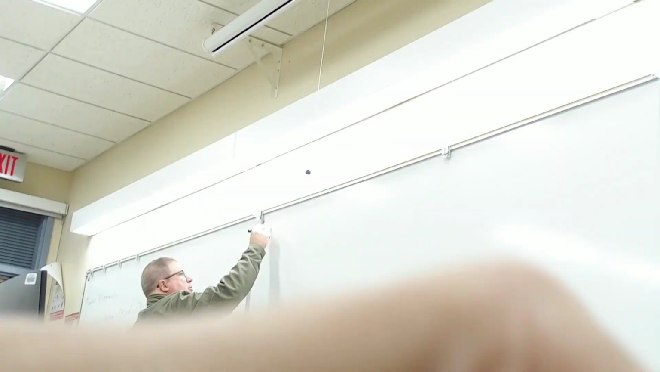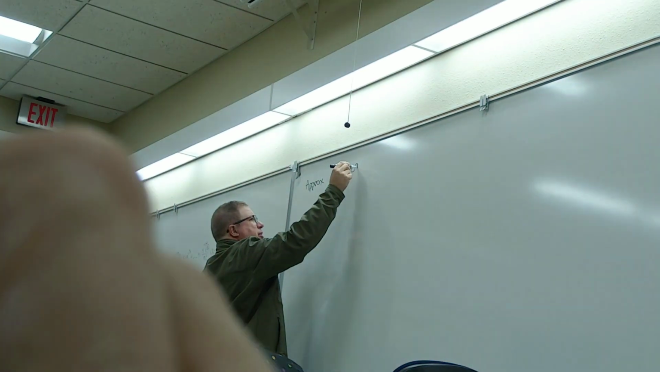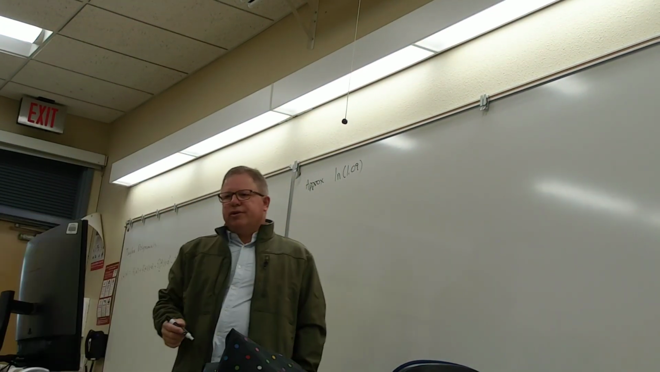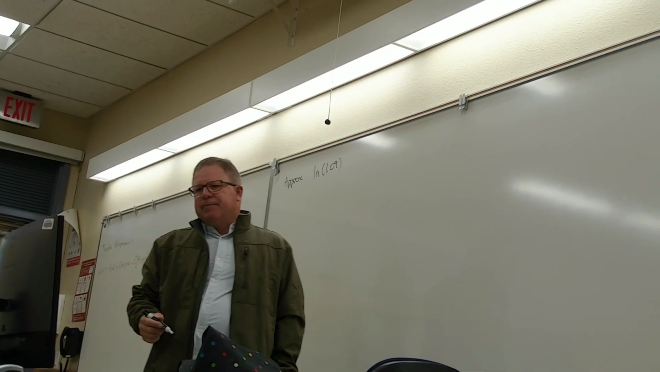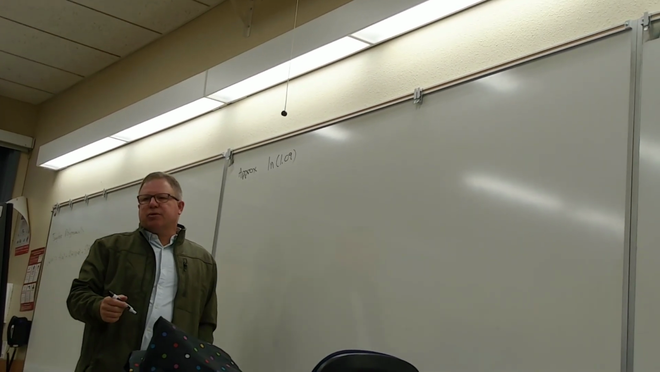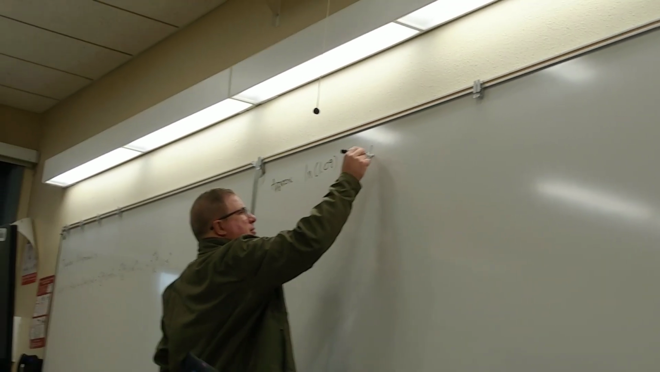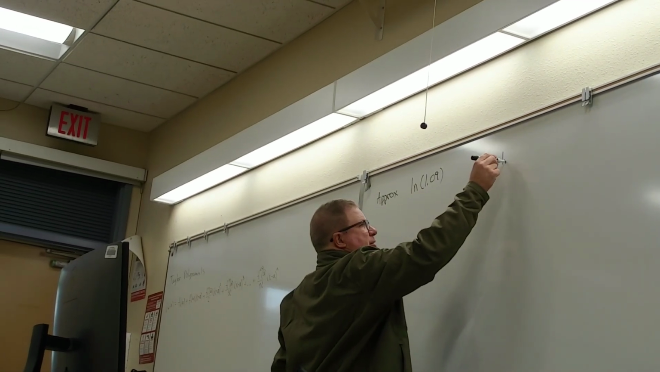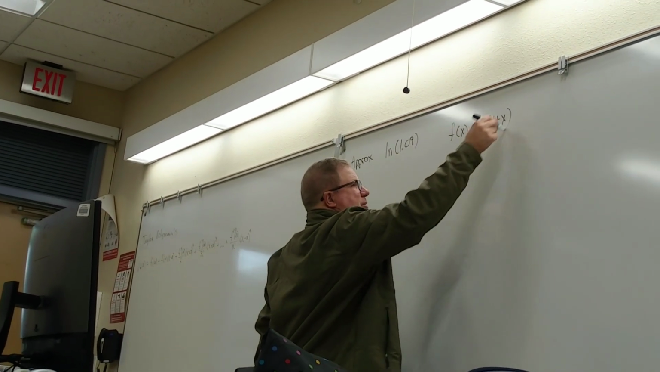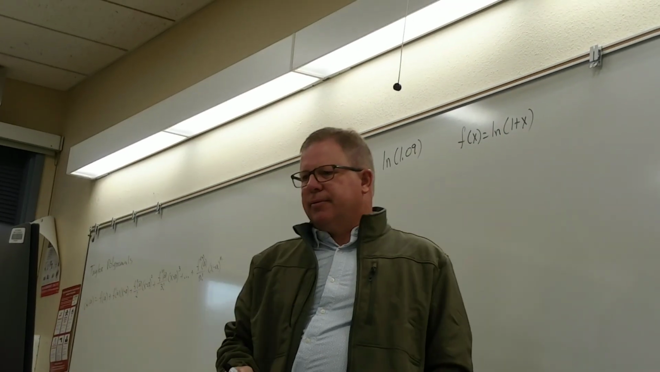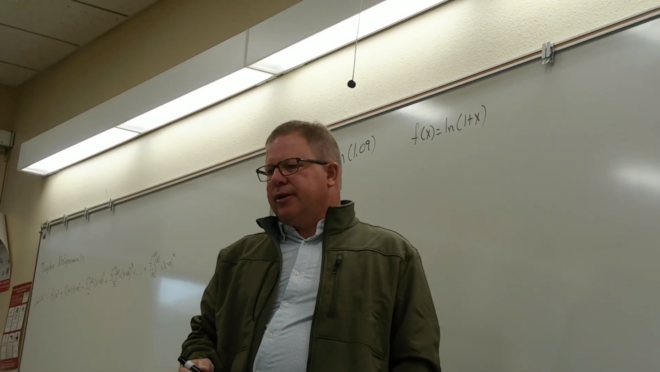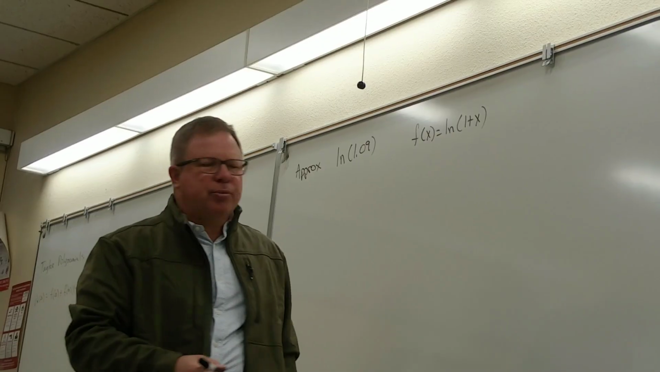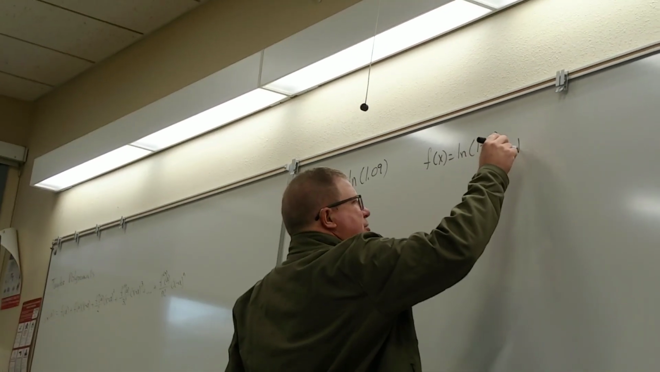Okay, we're going to approximate natural log of 1.09. We're going to use f of x equals natural log 1 plus x. And, well, they even give it to you. I'm sorry, we don't have to find it. They give it to you.